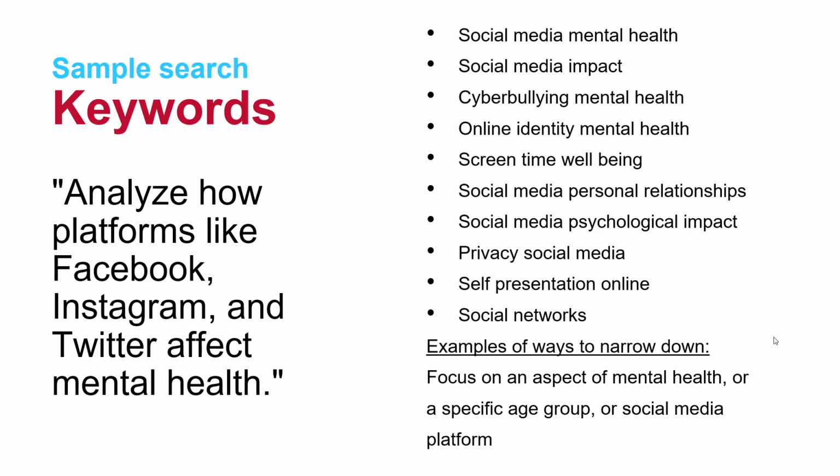If you're doing your research and you find that you're getting way too many results or it's just way too broad for you, here are some examples of how you can narrow it down. You can focus on one specific aspect of mental health. So perhaps you're finding a lot of articles about how social media can affect depression. So maybe you'll want to search social media depression as a search. Or maybe you're finding a lot of resources about a specific age group like adolescents. Then you could search social media mental health adolescents. Or maybe you want to focus on one specific social media platform. Then you could limit your search to one platform like Instagram, for example.